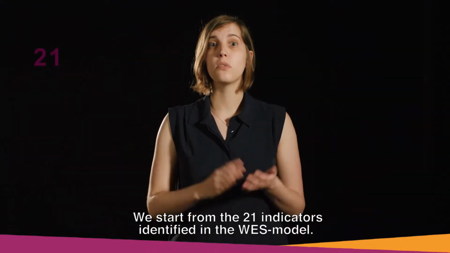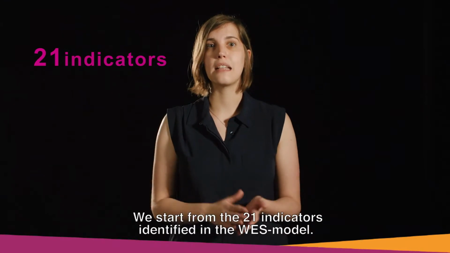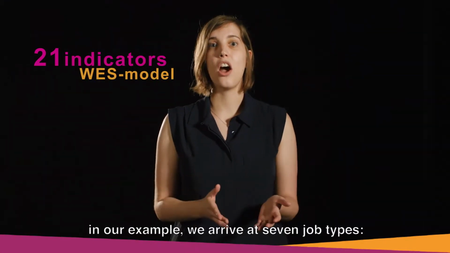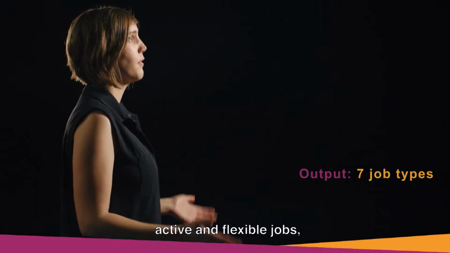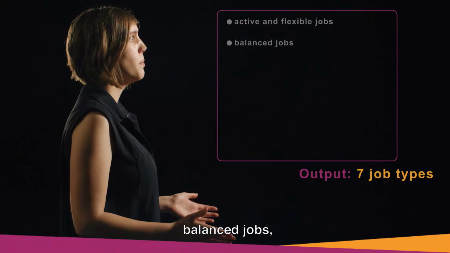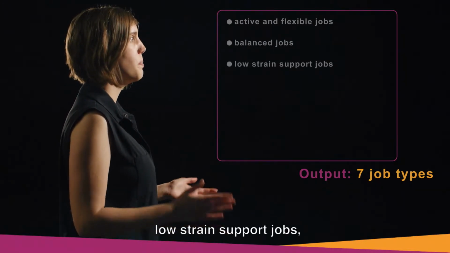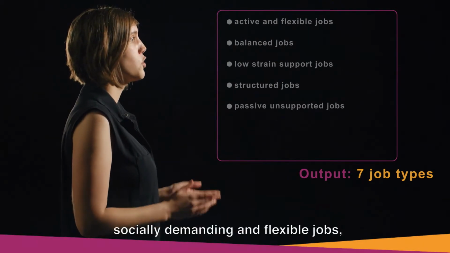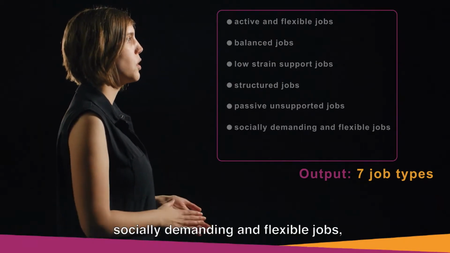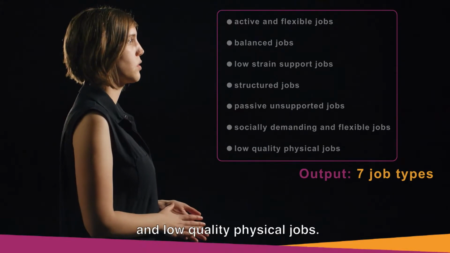We start from the 21 indicators identified in the WES model. Using cluster analysis, in our example, we arrive at 7 job types: active and flexible jobs, balanced jobs, low-strain support jobs, structured jobs, passive unsupported jobs, socially demanding and flexible jobs, and low-quality physical jobs.